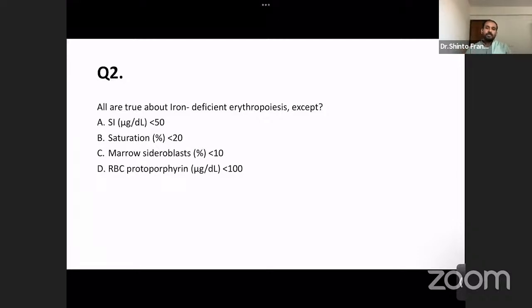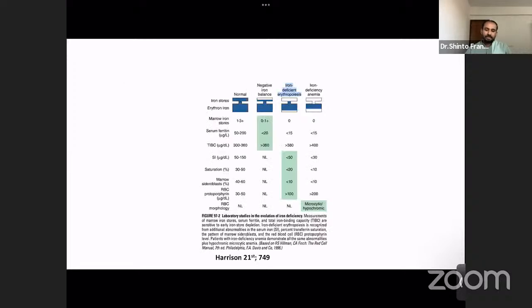Question number 2: all are true about iron deficient erythropoiesis except: serum iron less than 50. How do you interpret iron deficiency erythropoiesis from the iron profile? Serum iron less than 50, saturation less than 20, sideroblasts less than 10, protoporphyrin less than 100. This is the chart, comparing normal erythropoiesis, negative iron balance, and iron deficiency anemia, with something in between called iron deficient erythropoiesis.